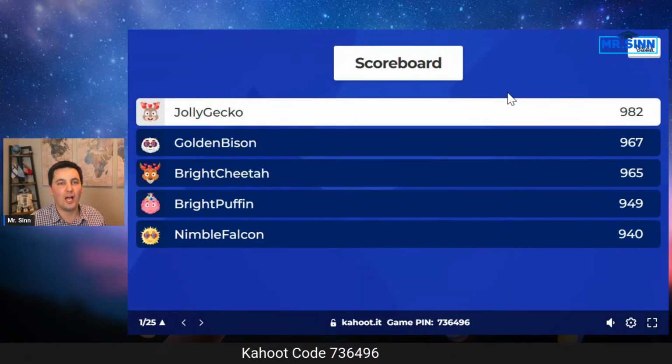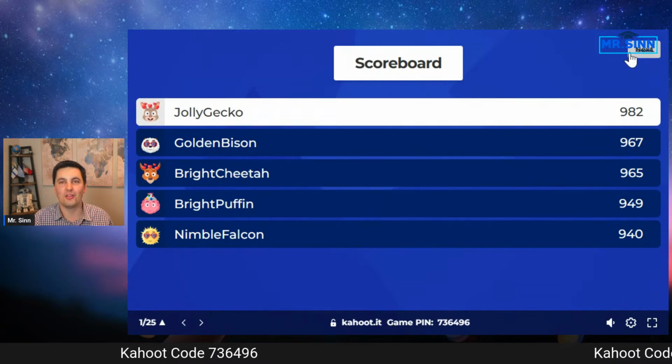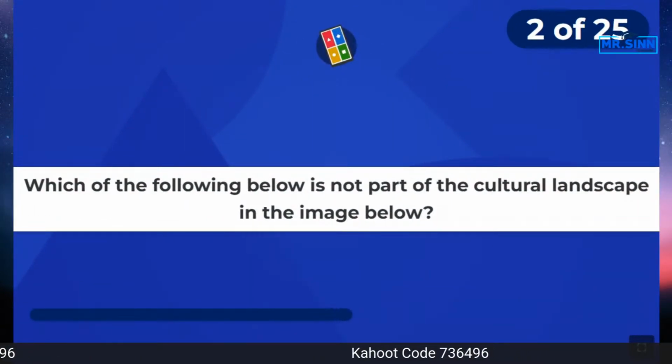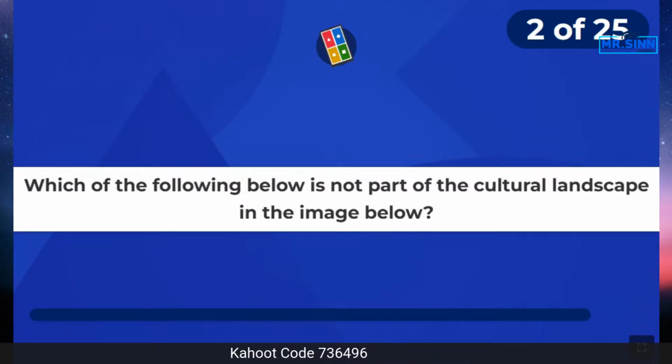All right. The Jolly Gecko in the lead. There we go. All right. Question 2 coming up. Which of the following is not part of the cultural landscape in the image below?